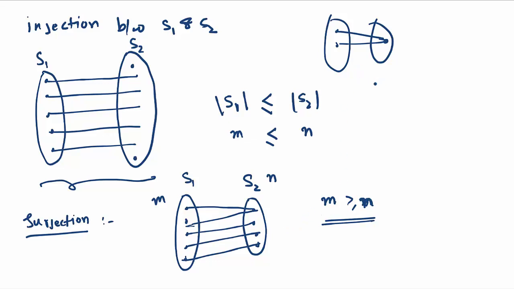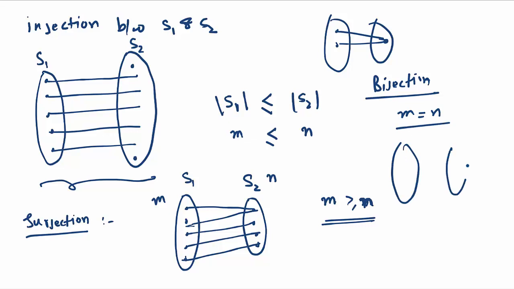And what about bijection? We say bijection is possible when m is equal to n. So bijection means there is one-to-one correspondence. Every element of S1 should relate to exactly one element in S2, and also no element in S2 should be left out. So there is exactly one-to-one correspondence. Then we say that bijection is possible. So this is how the cardinalities of the sets are related to which kind of function is possible, injection, surjection or bijection, right?